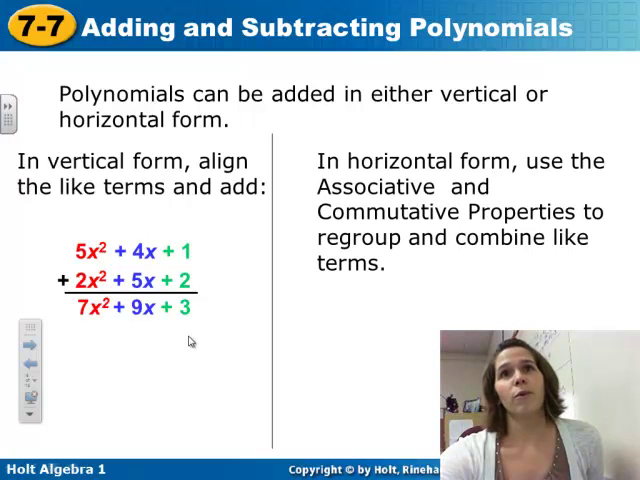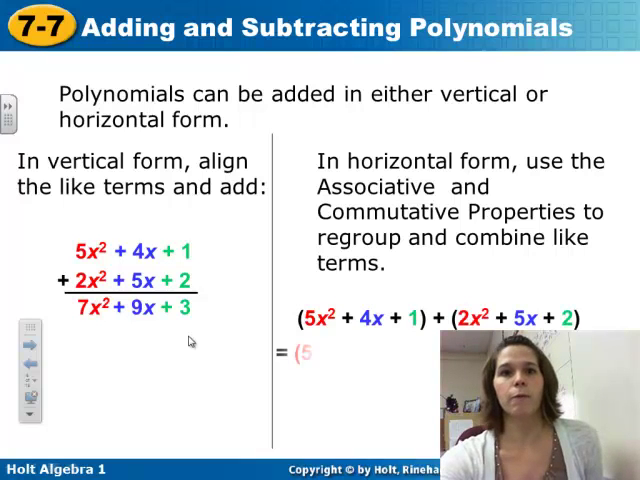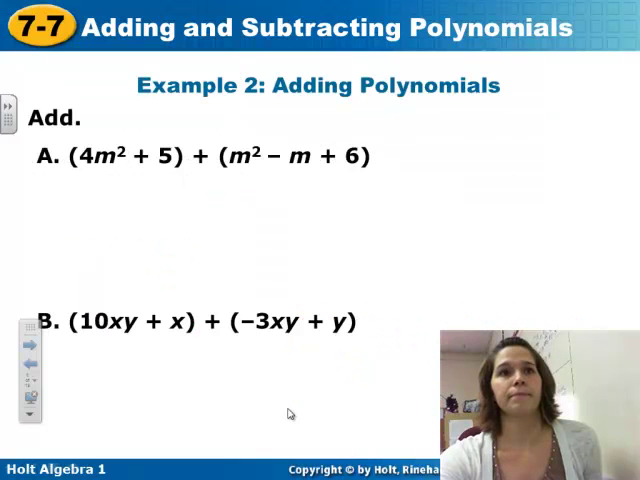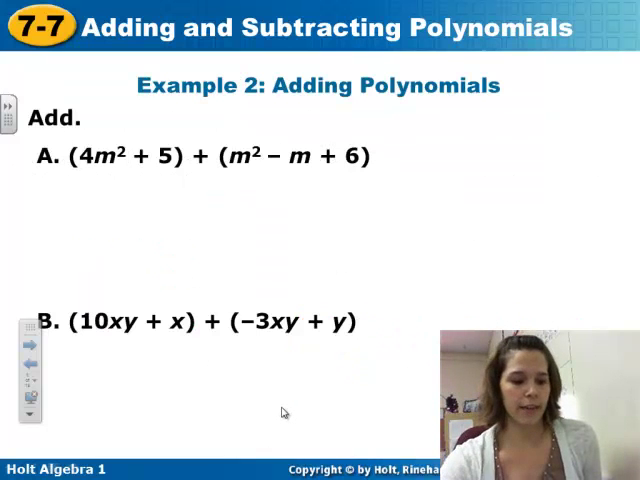In horizontal form, you're going to want to regroup using associative and commutative properties to get them alike, just like we were doing before when we were rearranging the expressions. So when you have two trinomials, you're going to identify your like terms, which you should have 3 groups of same terms, and then just combine your coefficients again. Okay, so let's give this a try.